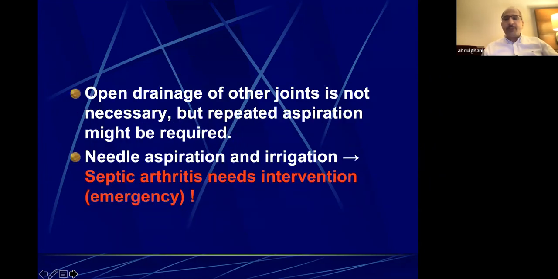Open drainage of other joints may not be indicated as per the literature, but you should have a very low threshold of going ahead with drainage, washing out thoroughly, and simultaneously starting antibiotic. Septic arthritis needs intervention. This you have to take as the third takeaway.